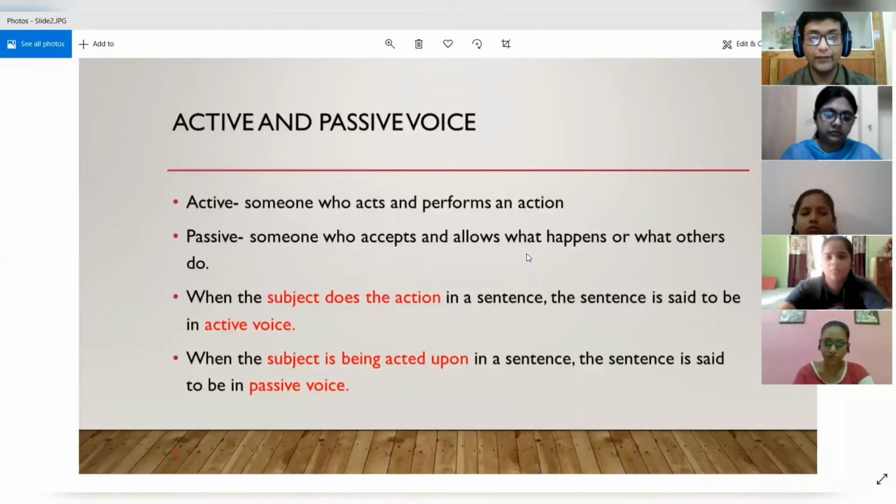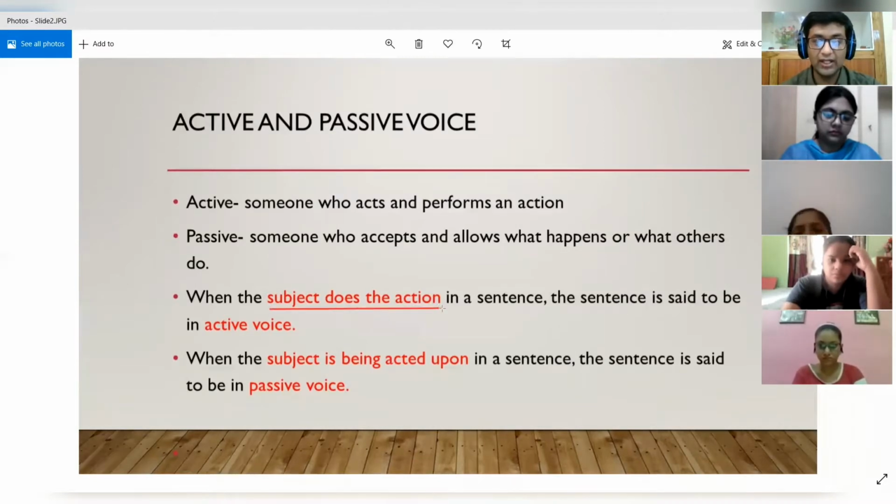So in a sentence, when the subject does the action, the sentence is said to be in an active voice. So it is necessary for the subject present in the sentence to do the action. Yes, subject does the action. This is the most important thing in an active voice.